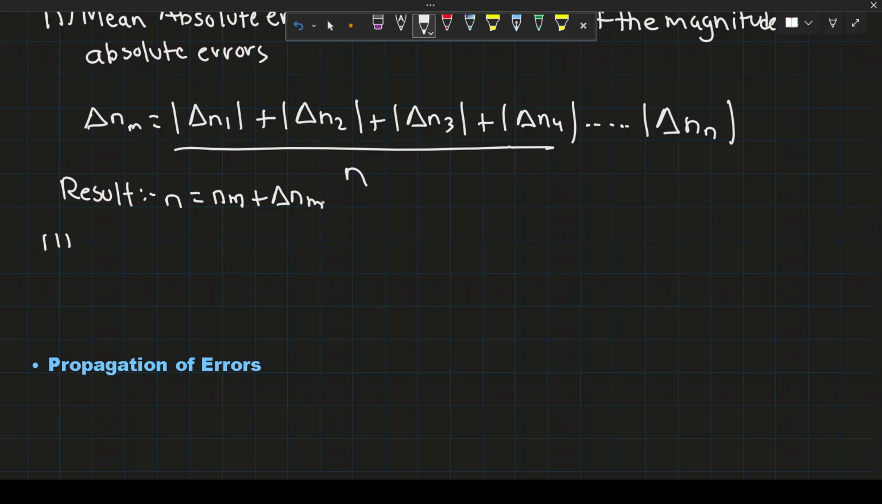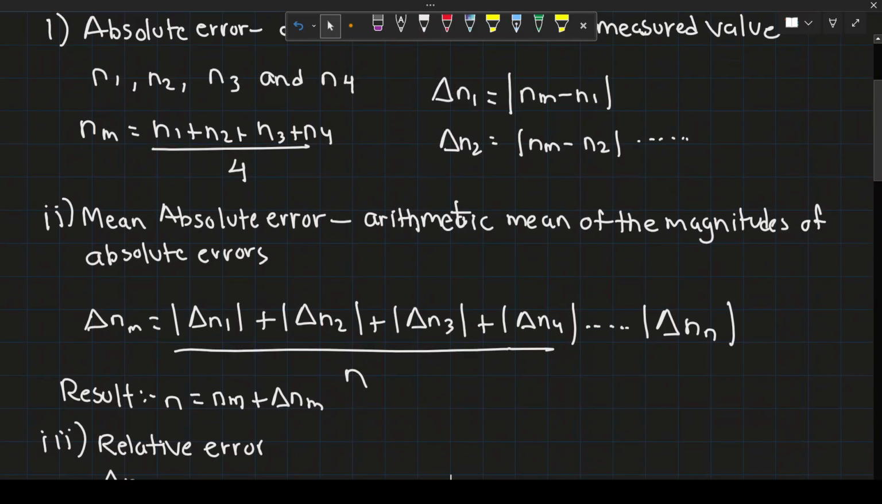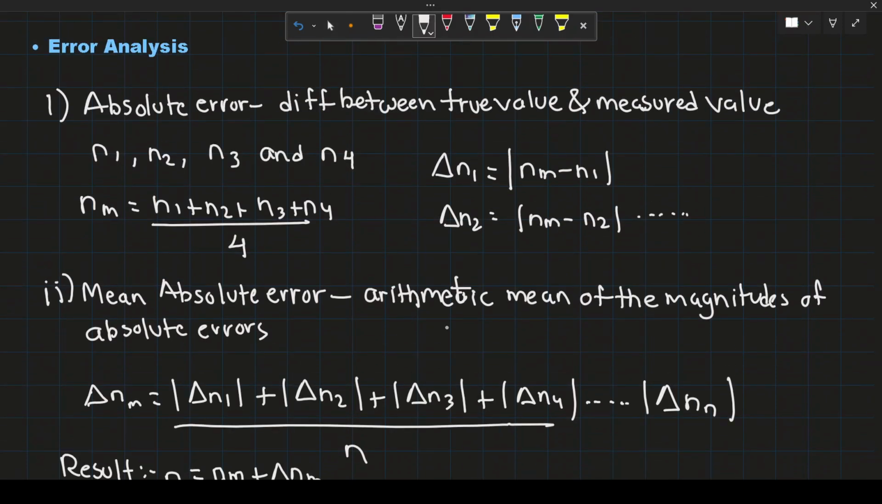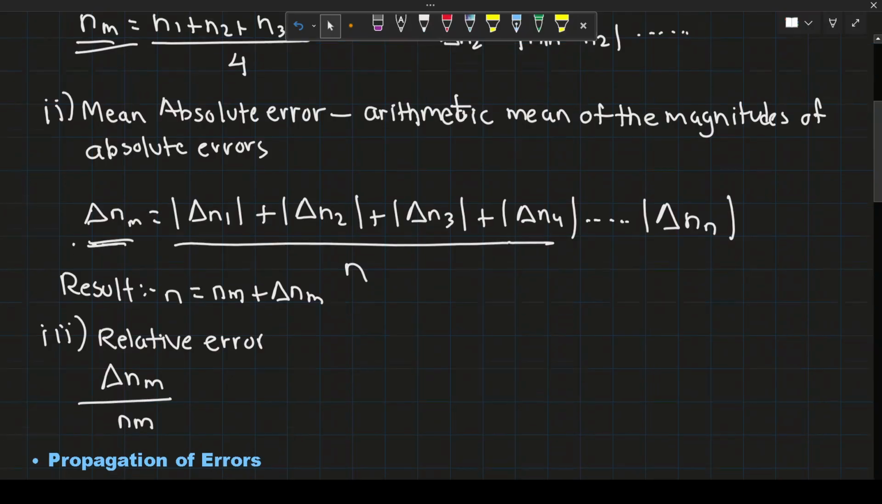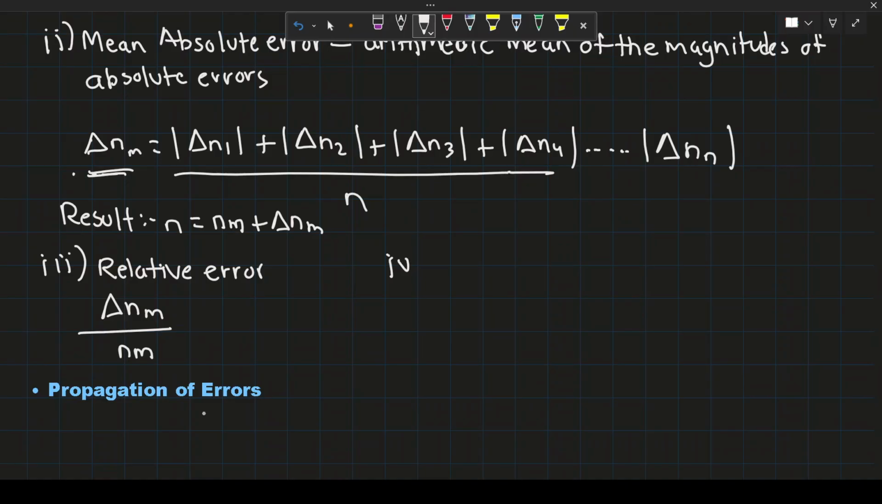Moving on to the third error, which is the relative error. A relative error is basically the fraction of the mean absolute error upon the mean value, which is your delta n mean upon your mean value. And fourth being your percentage error, which is basically your relative error multiplied by 100.